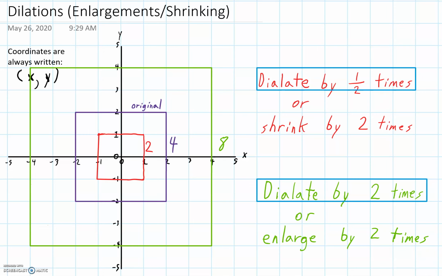Alright, so that's all that dilation is, enlargement or shrinking. The important part is when you say dilated by half, it means you're making it smaller. So anything less than 1 makes it smaller, anything bigger than 1 makes it bigger.